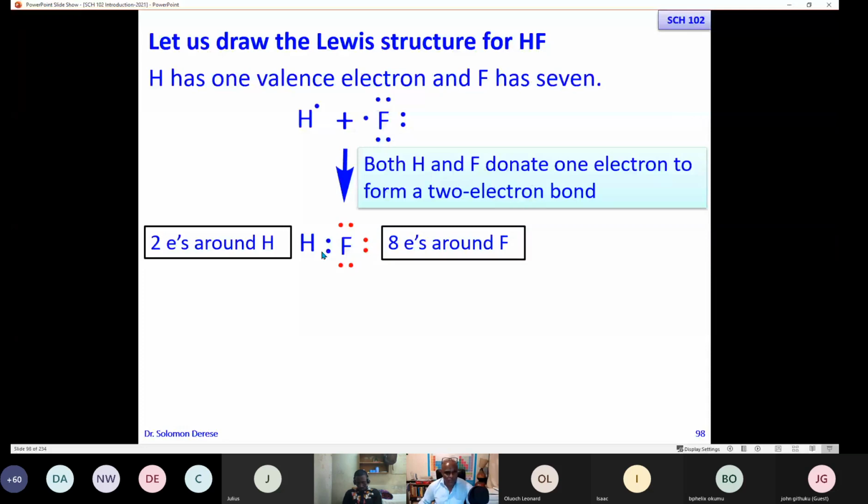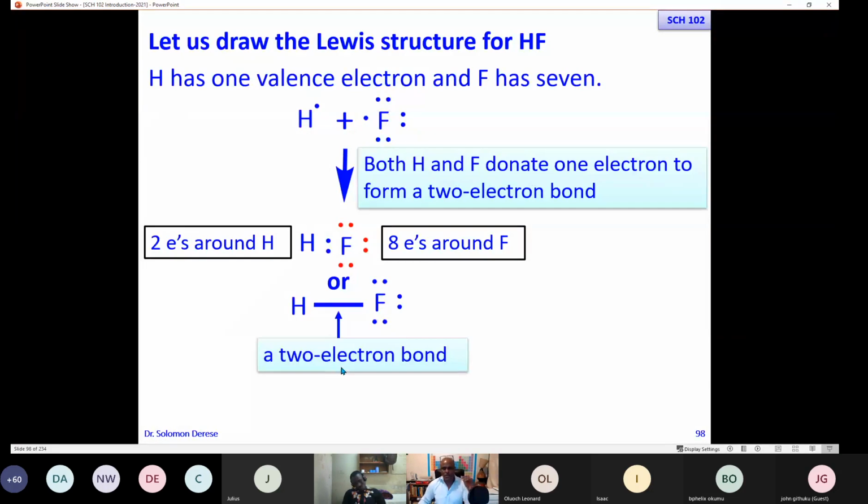Of course, 2 dots representing a chemical bond are represented by a line like this. A line like this represents a chemical bond, and this line is a result of overlap of 2 electrons. So when you look at this, on the hydrogen, we have 2 electrons. Around the fluorine, we have an octet of electrons. As a result, this is a valid Lewis structure for hydrogen fluoride.